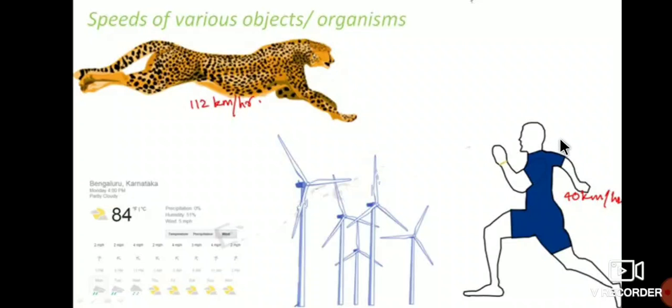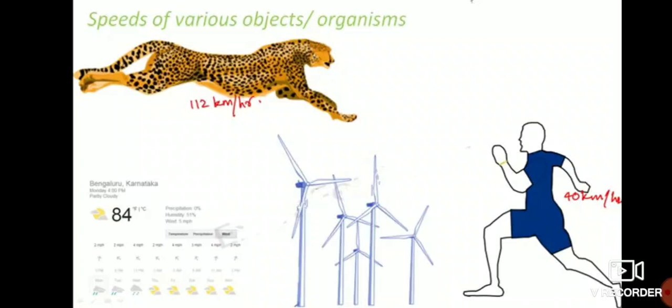So all organisms or all objects don't have the same speed. Don't forget that one. Each organism has a different type of speed. Athletes have different speeds, and a cheetah runs 112 kilometers per hour. An athlete runs a maximum of 40 kilometers per hour, and vehicles move on the basis of their engine capacity, which is shown in the speedometer, but rash driving is very dangerous.